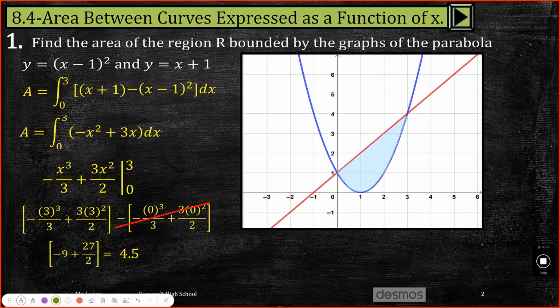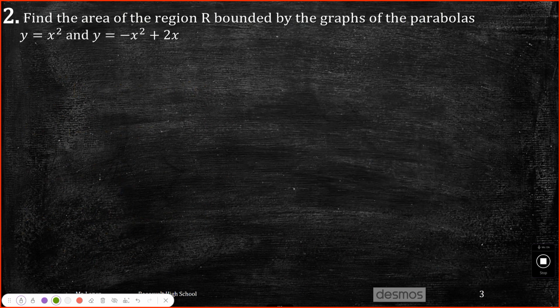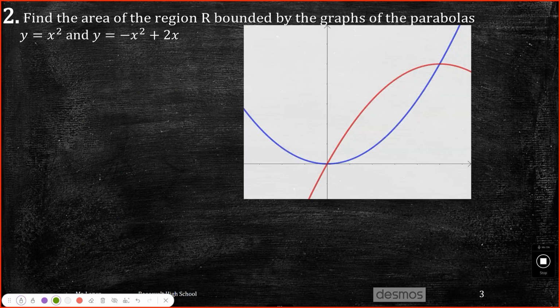4.5 is 9 over 2. So that's the idea of this. Mainly you should already understand most of it. It's just algebra, and you're subtracting two functions instead of just saying that the bottom is the x-axis. So let's move on. Let's go to number 2 and keep going with this.